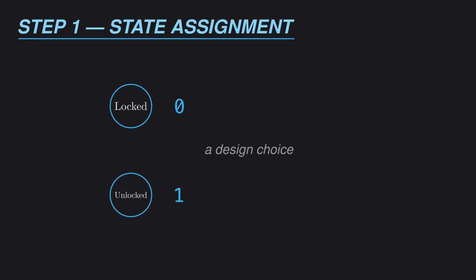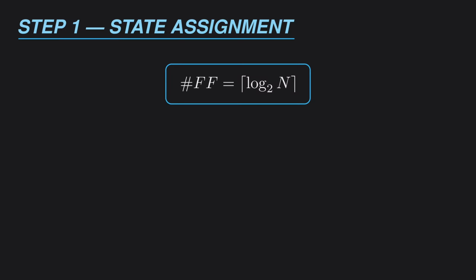Step 1 is state assignment. You give each state a binary code. This code is just a label, a design choice, but it changes how much logic you will need. Now, how many flip-flops do you need? The reasoning is simple. Each flip-flop stores one bit, and a small number of bits can label a large number of states. Concretely, the number of flip-flops is the log base 2 of the number of states, rounded up.